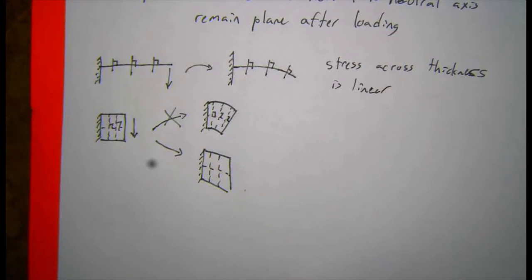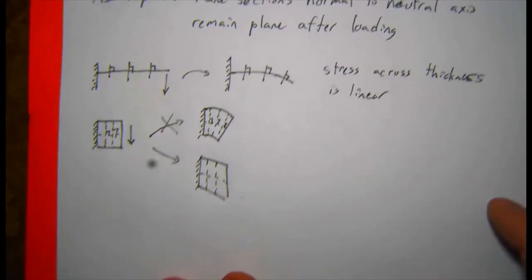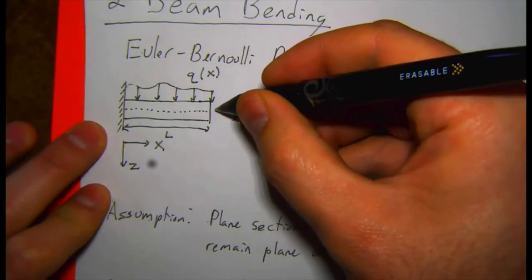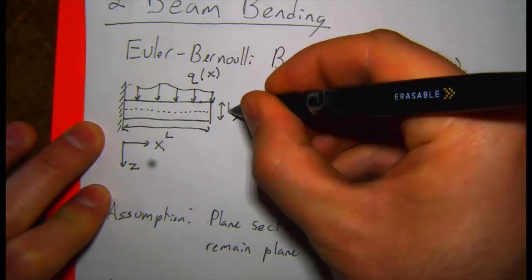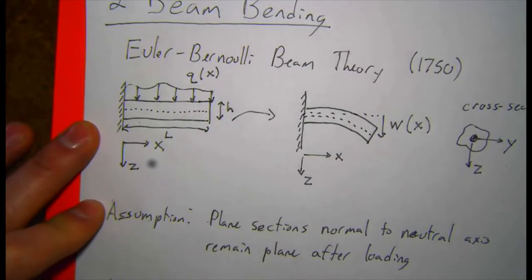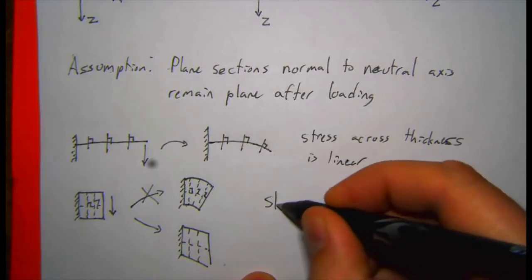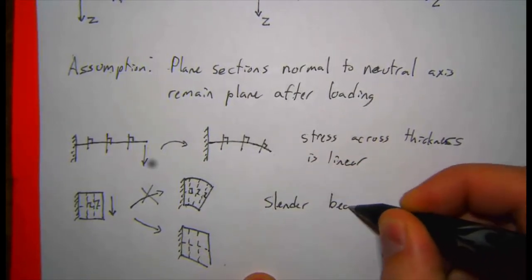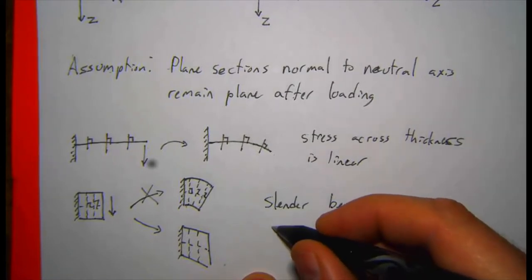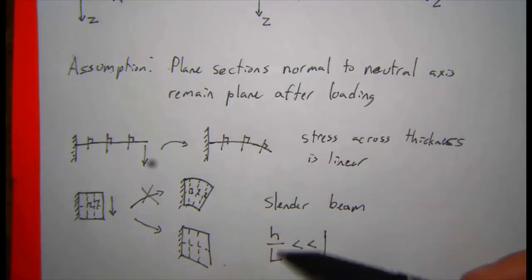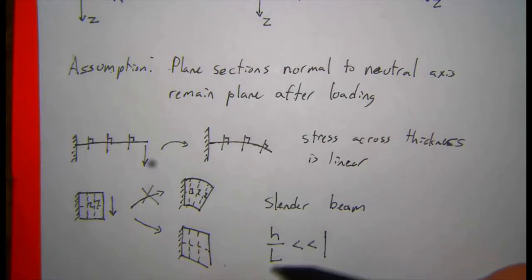Let's give one definition for what actually is a slender beam. If I define the height of a beam, let's define some height H or some thickness T or some width direction. What I'm going to call a slender beam is when I have my H over L as being something much less than 1. So the thickness of it is much less than the length.